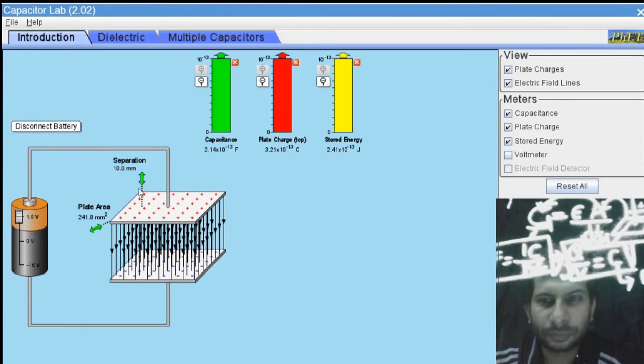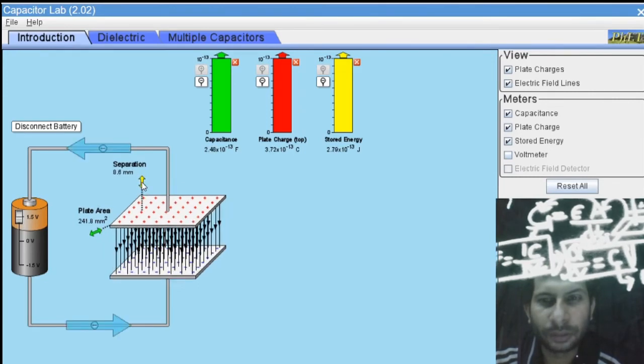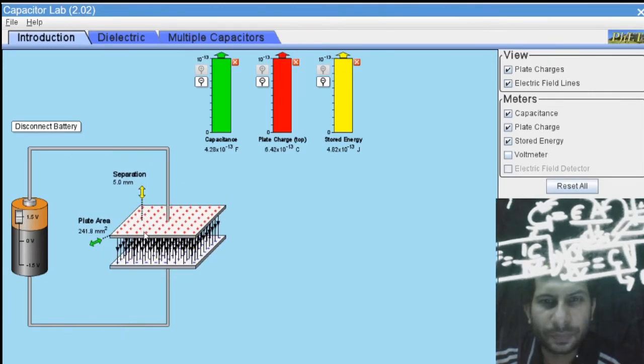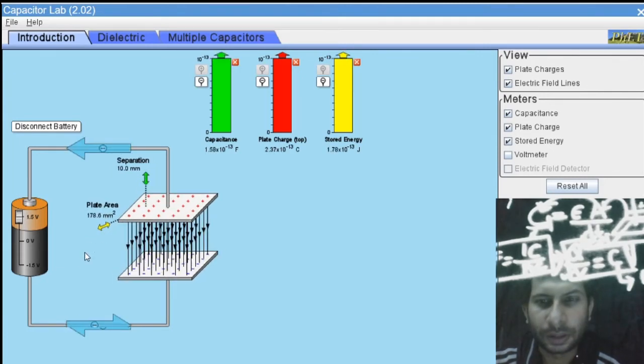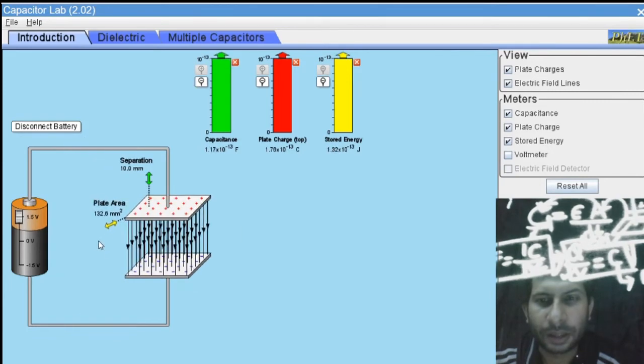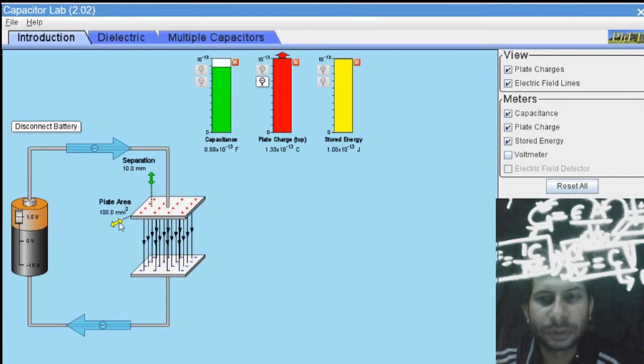Similarly, we again decrease and increase the area and D. We have observed the change in the capacitance respectively, and we can also observe the charge stored between these two plates of the capacitor in the form of electric field.